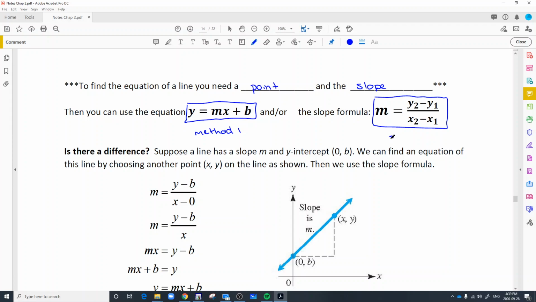And using the slope formula, we're going to call this method 2. But really, there's no difference between the two. It's just sort of how you come up to the answer. But the slope-intercept equation actually comes from the slope formula.